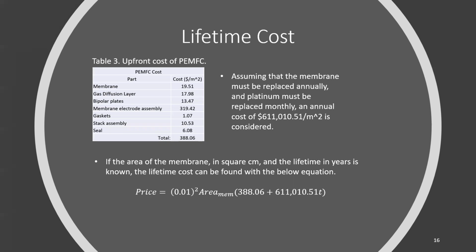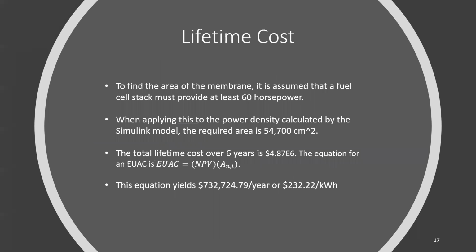Now, no area of the membrane has been taken into account anywhere thus far, but to calculate the area of the membrane, it is assumed that a fuel cell stack must provide at least 60 horsepower. When applying this to the power density calculated by the Simulink model, the required amount of membrane area is about 54,700 square centimeters. From that, we can then determine the total lifetime costs. And from the total lifetime costs, we can determine the equivalent uniform annual costs.